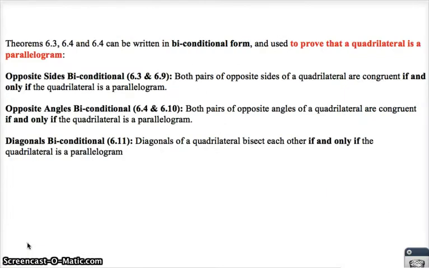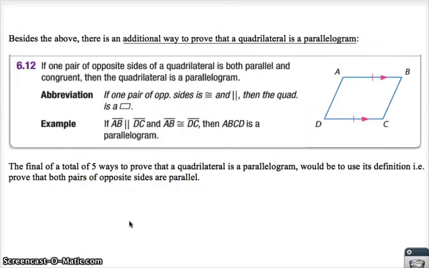Okay, so here's all those things written out as biconditionals as you will use on the test. So opposite sides, opposite angles, and the diagonals intersecting at the midpoint. So if and only if means we can use these both directions. If it's a parallelogram, then these properties hold, and if all these properties are true, then it's a parallelogram. And so you just have to keep track of, are we talking about sides, angles, or diagonals? Actually, not that hard to keep that stuff straight.